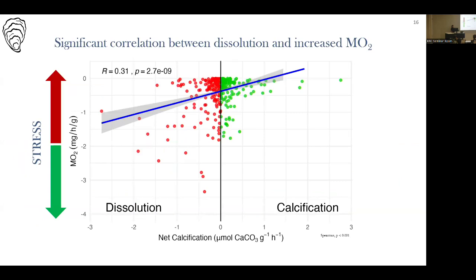We did also see a significant correlation between net calcification and metabolic response. So we saw that when the oysters were opening and breathing more, they had a dissolution signal of their shell. And when they were breathing less, that's when we saw the calcification signal. So this is showing maybe some sort of metabolic trade-off happening between breathing and calcifying or growing their shell.